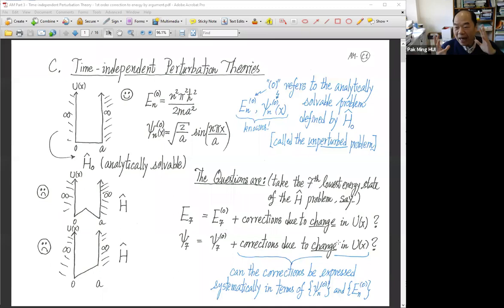So that is my plan. So let's start. Time-independent perturbation theory. I'm motivated with what we want to get. In variational calculation, the theorem is restrictive.